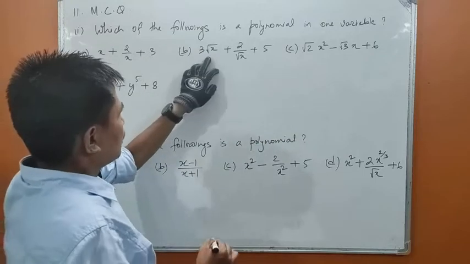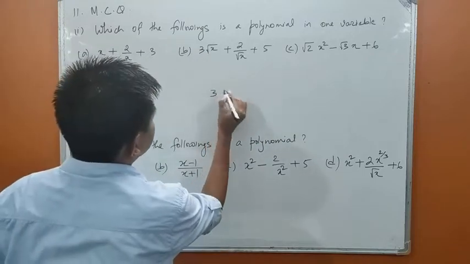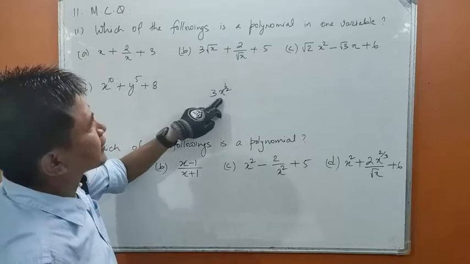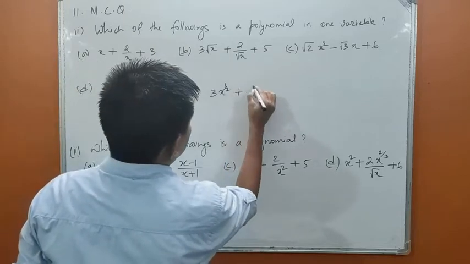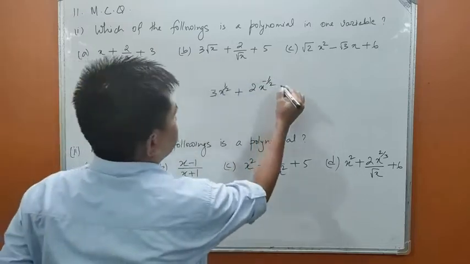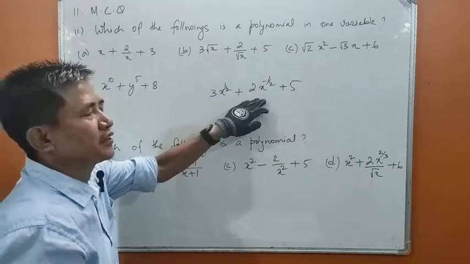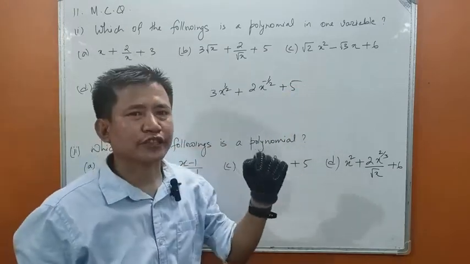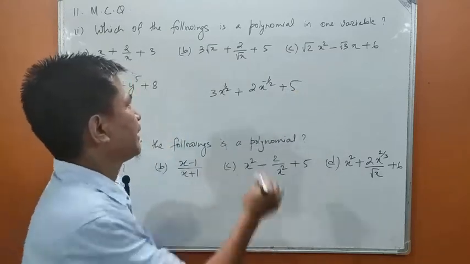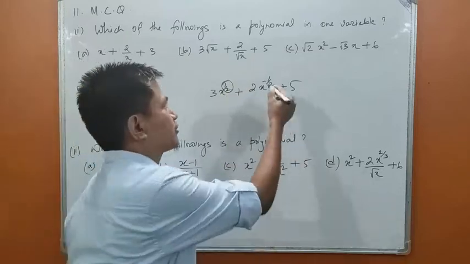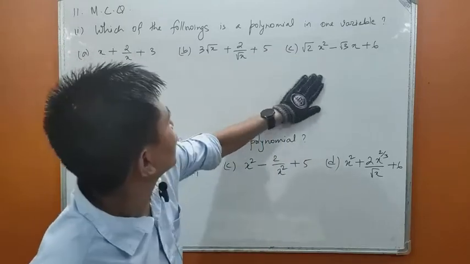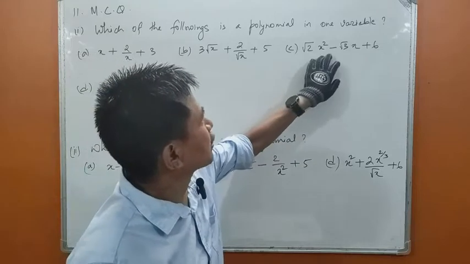So 3 root x can be written as 3x to the power 1 upon 2. So the expression can be written as 3x to the power 1 upon 2 plus 2x to the power minus 1 upon 2 plus 5. According to the definition of a polynomial, the power of the variable should be a positive integer, and this is a fraction, isn't it? And this is a negative fraction also. So this cannot be the option. This is not a polynomial. This is also not the answer. Let us check out option C.